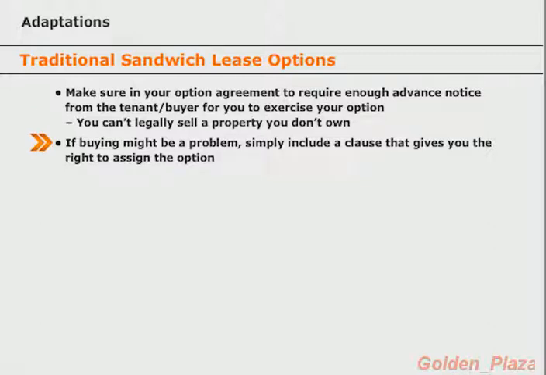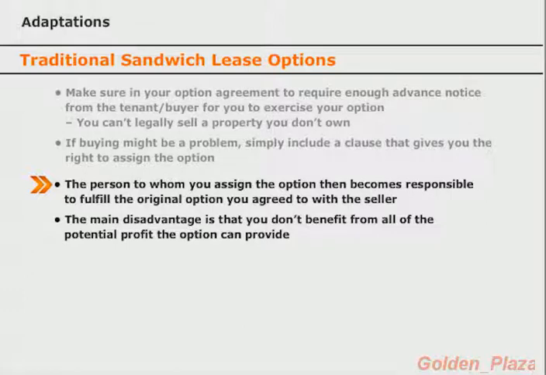However, if actually buying a property poses a problem for you for whatever reason, then you can simply add a clause in your lease option agreement that gives you the right to assign both agreements to a third party for a fee. Doing this makes the person to whom you assign the agreement responsible for abiding by everything you negotiated when you created the original agreement with the seller. Obviously, the main disadvantage with this is that you don't benefit from all of the potential profit an option can offer. But it is a good way to get out of a property quickly and still make money with a sandwich lease option.